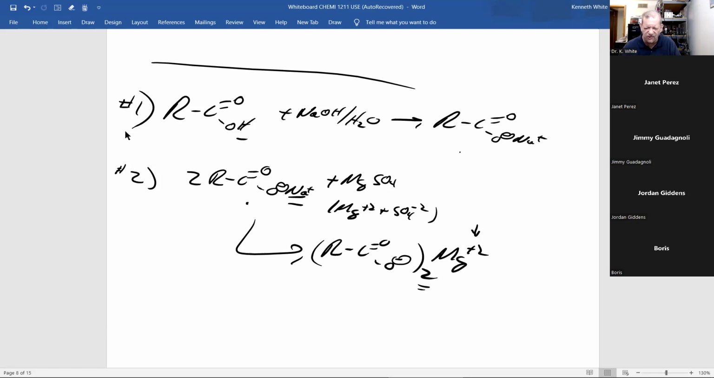This is a plus 2. Each is only a minus 1, so to get to 0 you need 2 of them. And you also make this, which is water soluble, sodium sulfate. Now, depending on how big R is, notice from here to here, you doubled the molecular weight approximately. And how does that affect solubility?